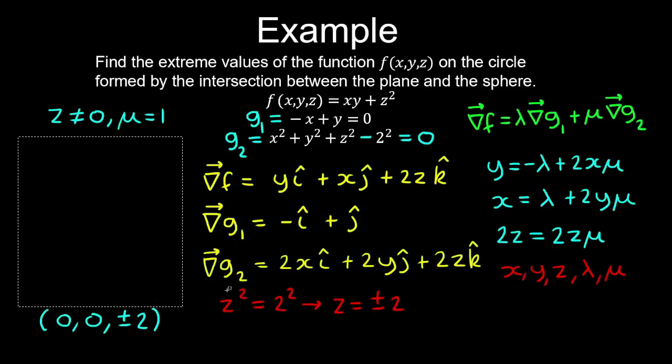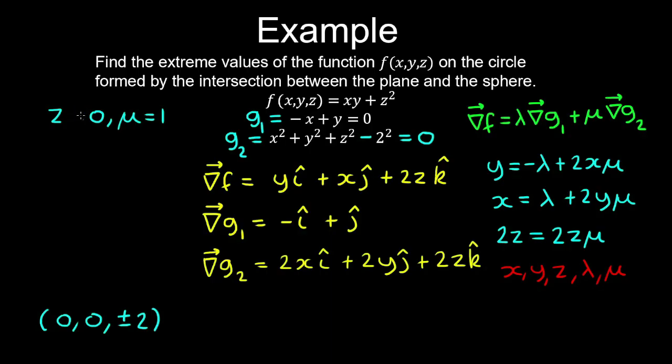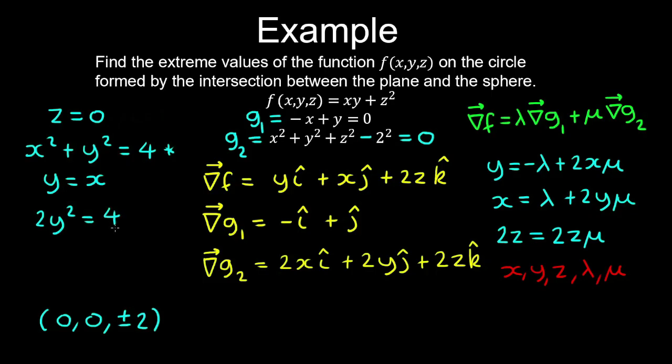And now let's make a bit of room. And for our second case, we take z is equal to 0. So mu is not necessarily 1. So from the second constraint equation, we have x squared plus y squared is equal to 4. And from the first constraint equation, we have y is equal to x, which if we substitute in this equation, we get 2y squared is equal to 4, and therefore y is plus or minus root 2. And from this equation, x is also plus or minus root 2, and we have z is equal to 0. So therefore our other extreme values occur at x is plus or minus root 2, and y is plus or minus root 2, and z is 0.